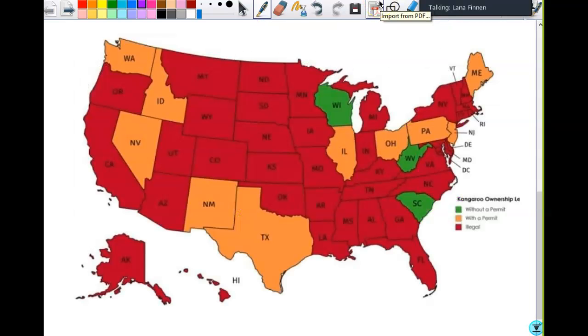If you're sick of looking at voting maps in the red and the blue, this is a map of kangaroo ownership in the United States, like what the laws are. So the red states, it's illegal to own a kangaroo. In the orange states, you can own a kangaroo with a permit. So in case you didn't know that, you could have a kangaroo in the backyard with a permit, because we live in Texas. And then if it's green, you can own one. You don't even have to have a permit. So bring it on. So there's a map that's much more interesting than your political map. Okay. Oh, that's funny.